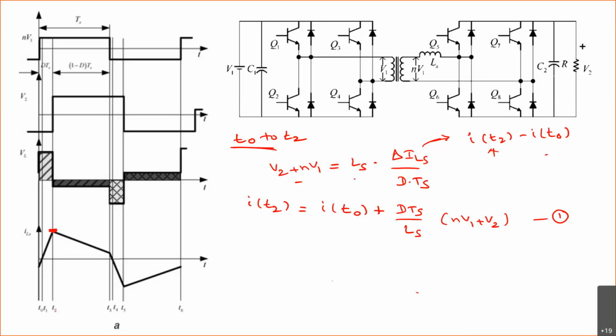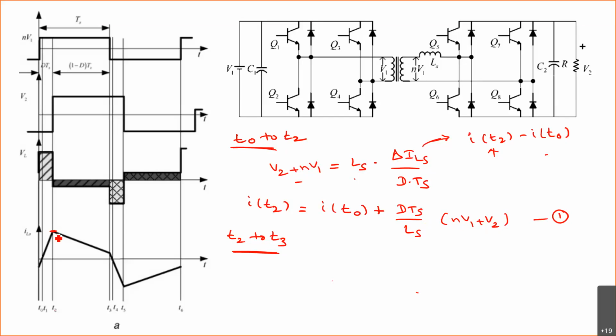Now come to this third mode, where it is T2 to T3. In this one, it reaches some value, maybe the maximum. Whether it is the maximum or any other value depends on the relation we already discussed: if VT is greater than NV1, then we can get the maximum.